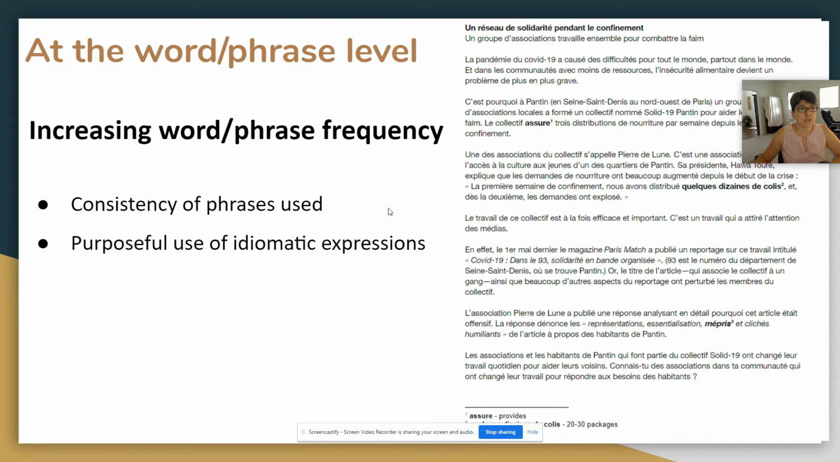The second one is the purposeful use of idiomatic expressions. I think idiomatic expressions are really important and we should not shy away from using them, but we have to control them, obviously, and use them with a purpose. For example, the word dizaine here, dizaine de colis, dizaine is definitely an idiomatic expression. You can't really translate it in English. It's not exactly dozen. It's tens and tens of, I guess.